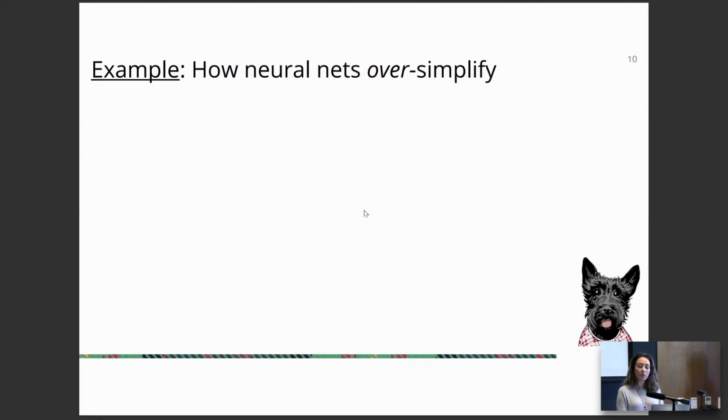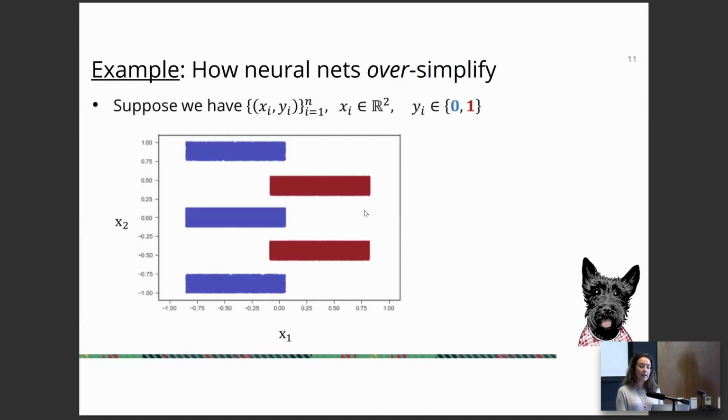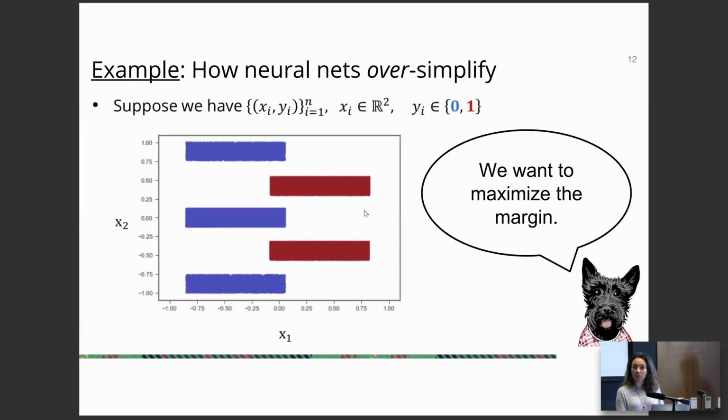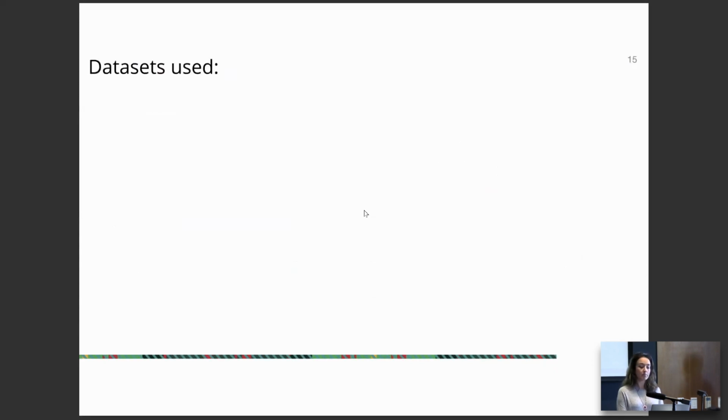For example, how are neural nets oversimplifying? Consider the following data set. We want to maximize the margin between the two classes. So we might choose a classifier like this. But neural nets prefer simple classifiers, so they are going to put more weight on the simplest feature, even though it's not the best predictor.